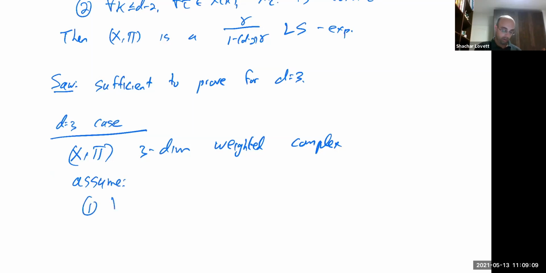One is that for every node v in x1, xv is a gamma expander. So the underlying graph of it is an expander. Again, in the 3-dimensional case, the good example to keep in mind is a graph of triangles. You have triangles, edges, and nodes. Then for every node, look at its neighborhood of edges and triangles. Think of that as a graph. This graph is going to be an expander.